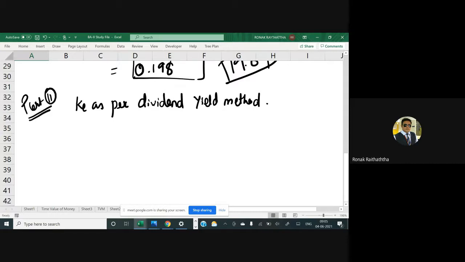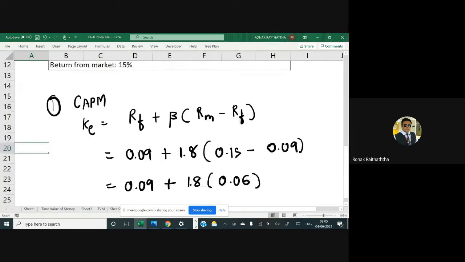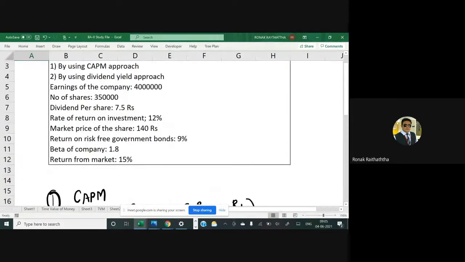So sir, as per that, let's just write the formula, then we'll find its variables. KE equals D1 divided by P0 plus G. Now D1 stands for the dividend including the growth rate of the current year. Let's read the question. Is any information related to that given to us? Dividend per share is 7.5, straight away given to us. Now see, it is of the current year only.